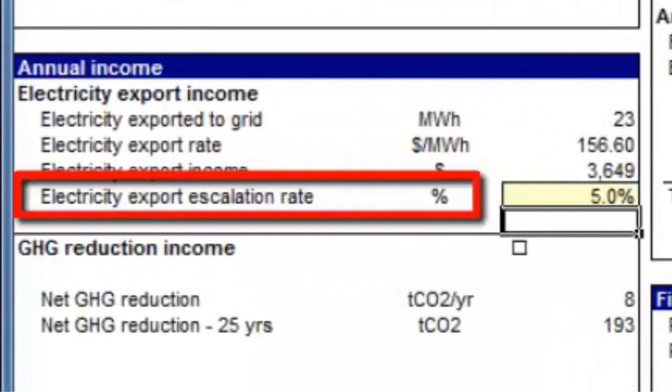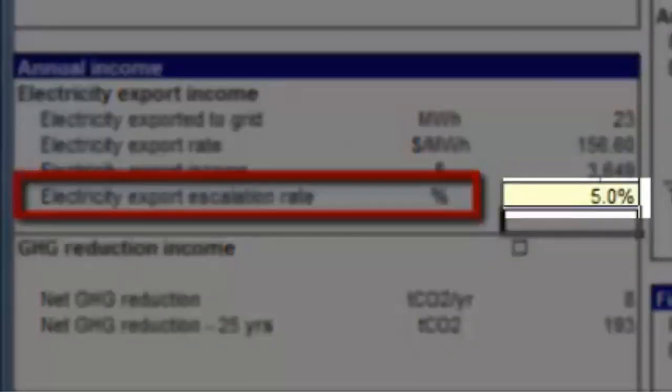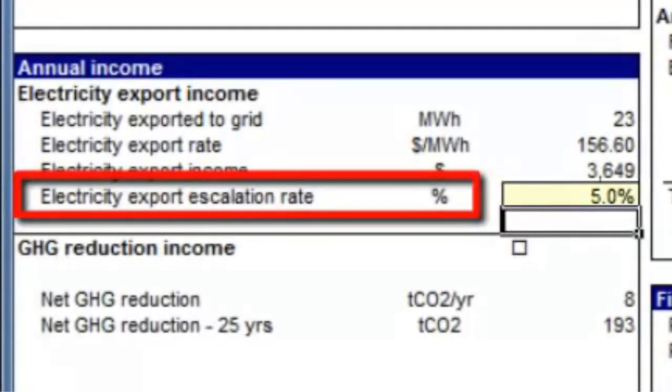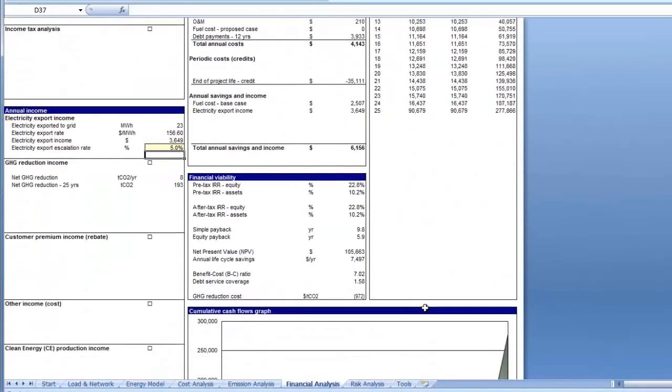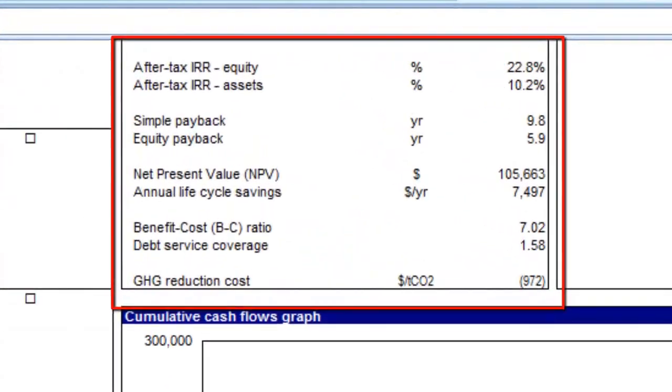The electricity export escalation rate is the projected annual rate of increase in the electricity export rate over the life of the project. For this, we will select a value of 5%, which is likely a conservative estimate for the increase of electricity exports over the next 25 years. At this point, we get the financial results shown here for the 25-year scenario.